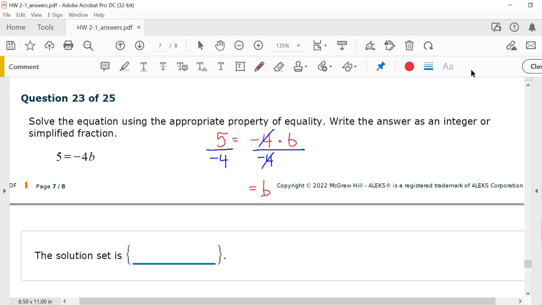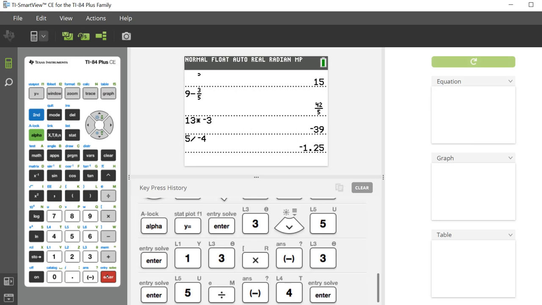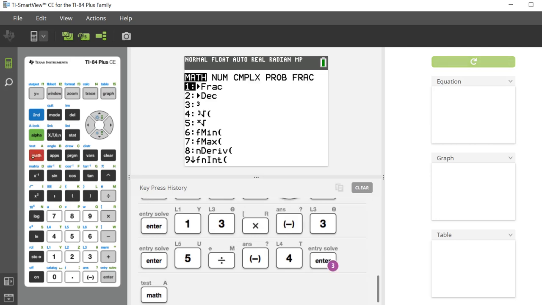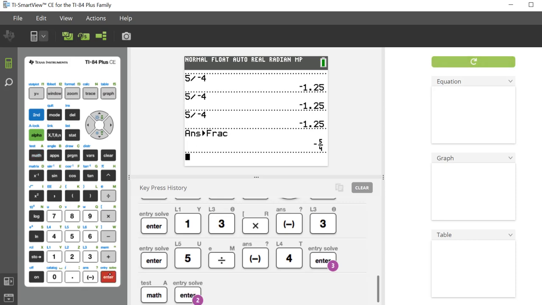And on the left-hand side, the directions say to write the answer as an integer or simplified fraction. 5 over negative 4 is simplified. And if you don't believe me, on the calculator, if you typed in 5 divided by negative 4, it would give you a decimal. We don't want a decimal. The way to change that back into a fraction is to hit Math, and number 1 says change it to a simplified fraction, Math frac, and you get negative 5/4.